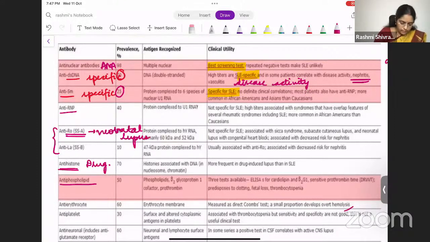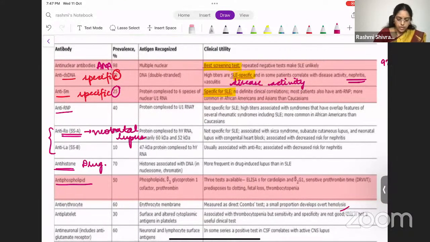Moving on to antiphospholipid antibodies. These are not specific for SLE, but they are a separate set of antibodies which can be seen in patients with SLE also. They fall into a separate syndrome called antiphospholipid syndrome, which we will be seeing later. So antiphospholipid antibodies are very, very important. You have three types of antibodies in this, which you must remember.